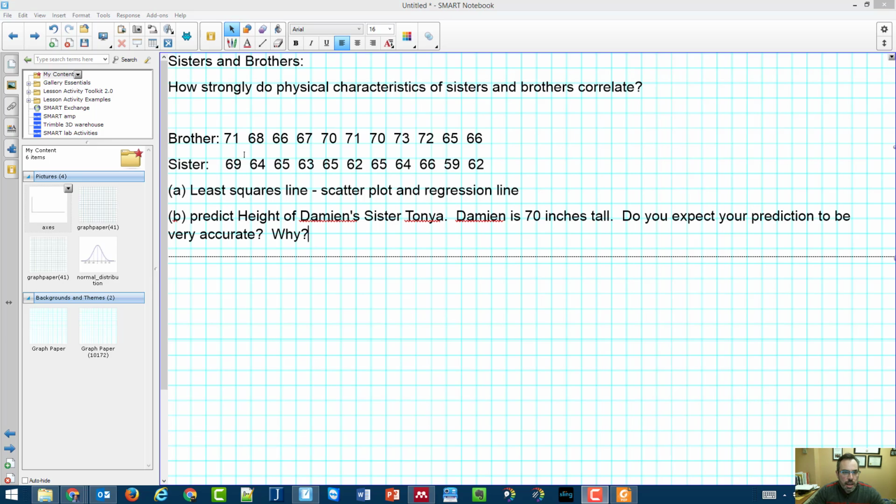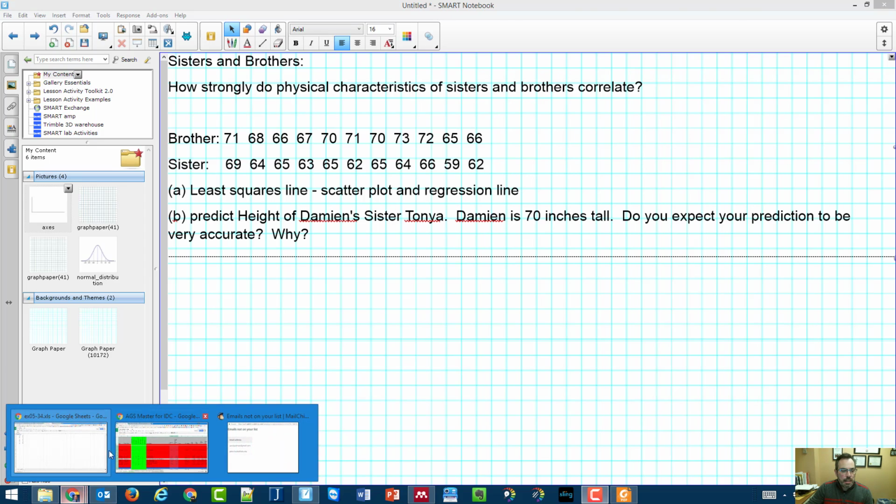So first of all, we're going to take a look at data that takes a set of brothers and sisters and looks at the height of the brother and the corresponding height of the sister. So I have the data here, and first we're going to look at creating the scatter plot and finding the regression line, or the equation that we use to predict this value.